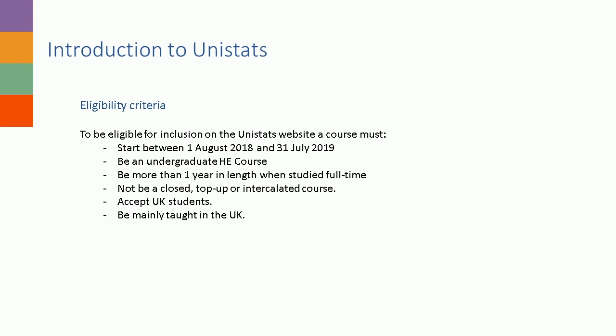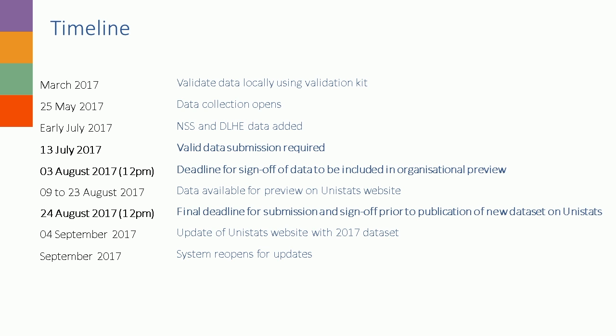As for eligibility criteria, make sure all courses submitted are eligible to appear on Unistats by checking the coverage of the record outlined on the HESA website. Some examples of eligibility criteria are listed here. For example, courses must be more than 1 year in length and start between August 2018 and the end of July 2019. Here are the key dates for the Unistats system in 2017.